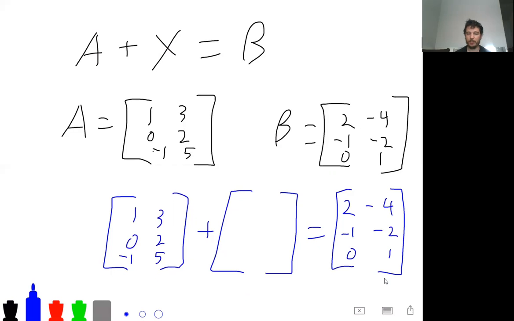One of the options is to get this missing matrix by itself, so subtract matrix A from B. Or just do the math. 1 plus what equals 2? That's a 1. 3 plus what equals -4? -7. 0 plus what equals -1? -1. 2 plus what equals -2? -4. -1 plus what equals 0? -1 plus 1 equals 0. 5 plus what equals 1? 5 plus -4 equals 1. There is our missing matrix. Again, fairly simple. We're just adding and subtracting. Hopefully nothing too crazy with that.